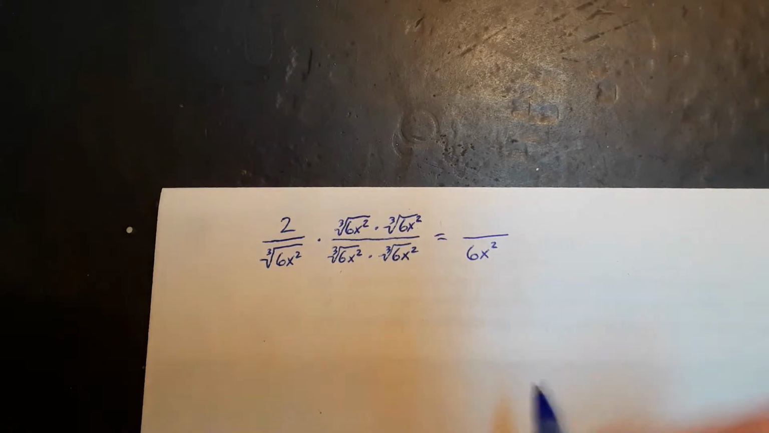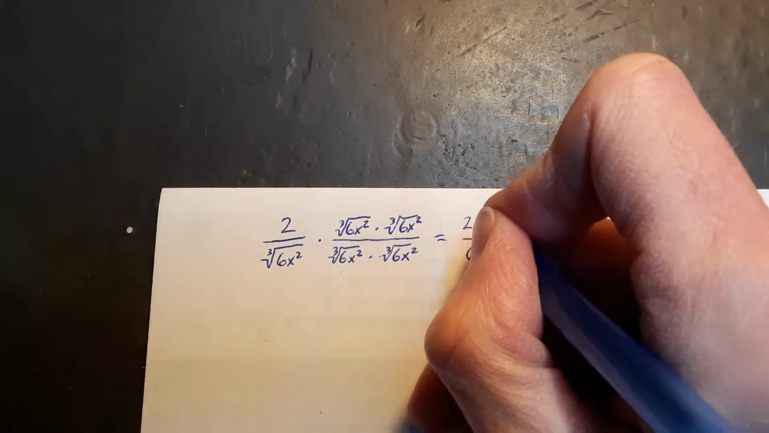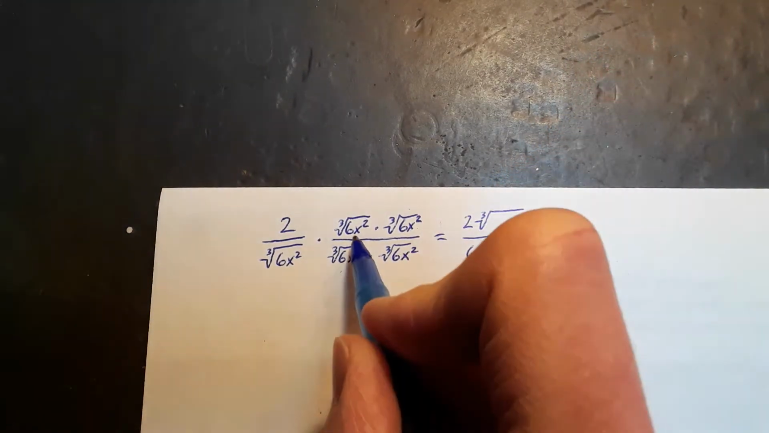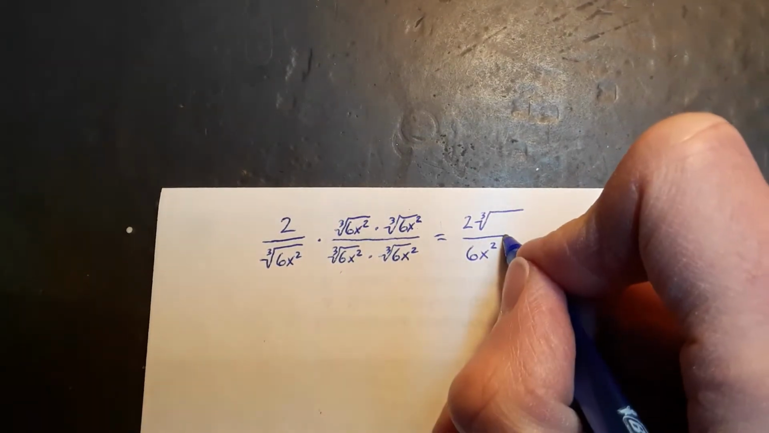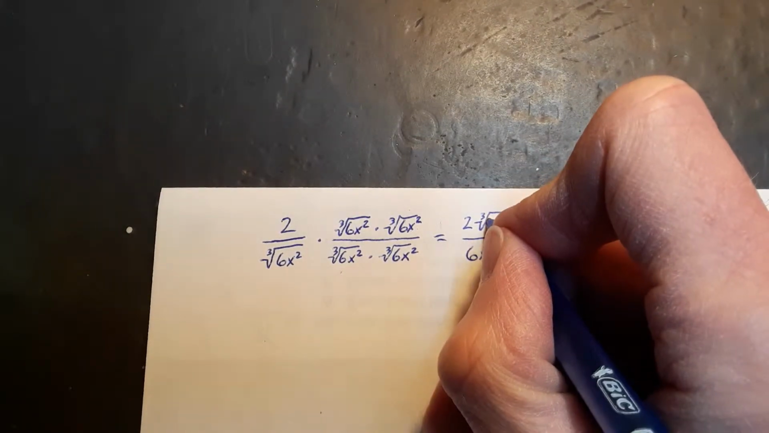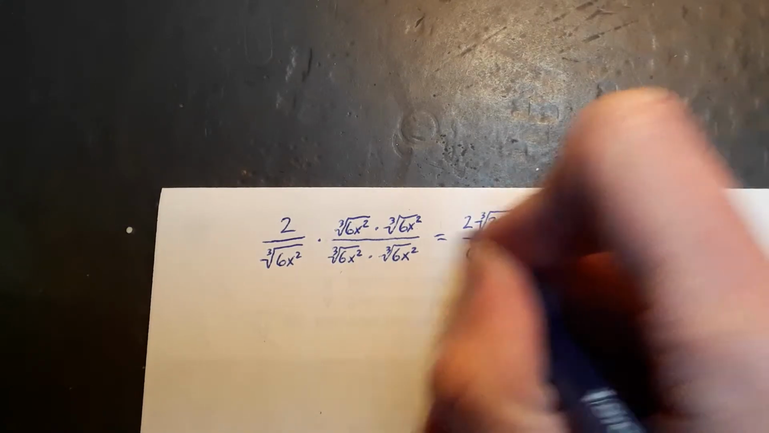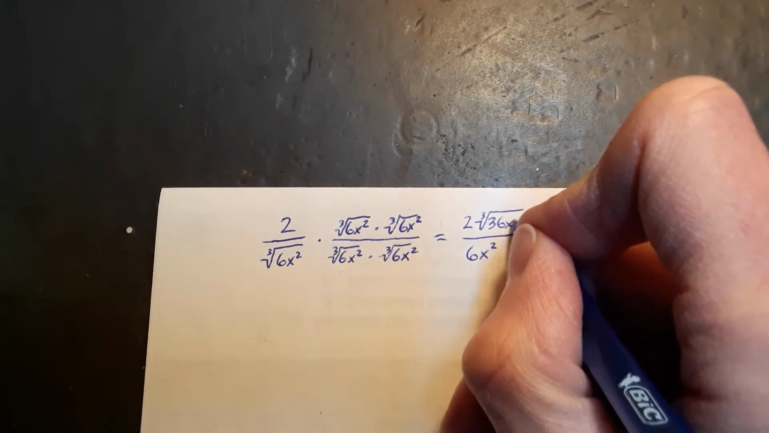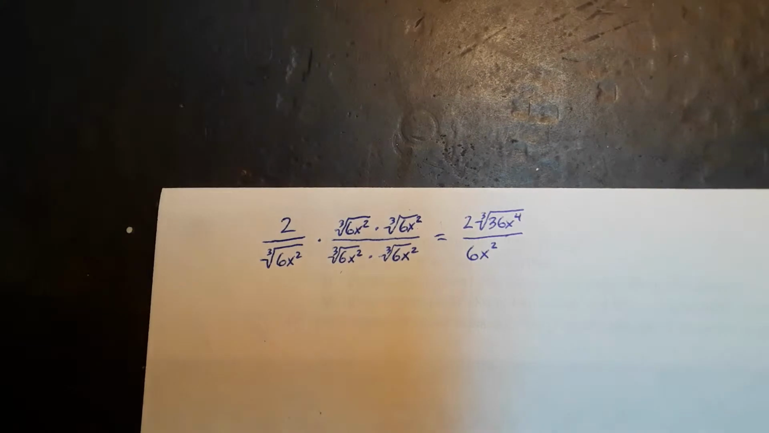And then we have to multiply across the top here. We can bring everything inside this cube root. So we have 6 times 6 is 36, and then x squared times x squared is x to the 4th.